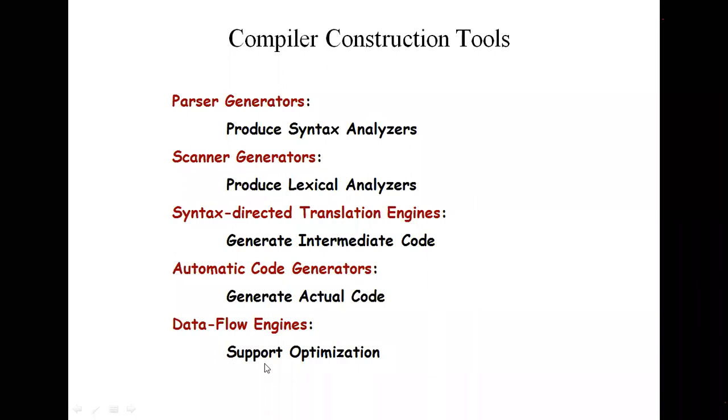And the next one is the data flow engine. To optimize, by applying the optimization techniques, we use the data flow engine as one of the compiler tools. We use this tool and implement the optimization techniques. I think you all understand how many construction tools we have in compilers.